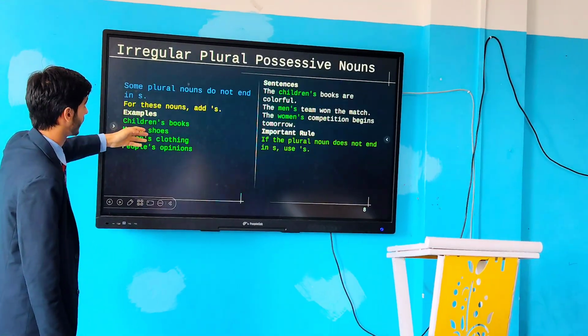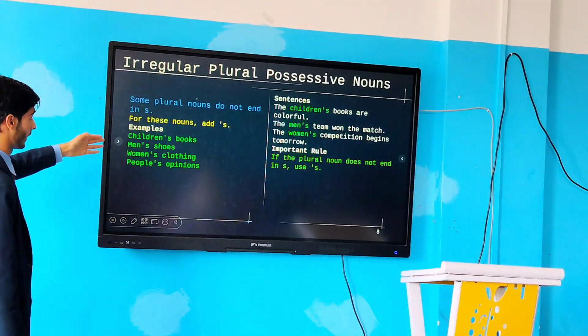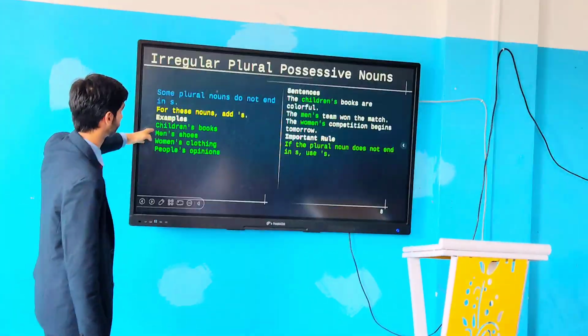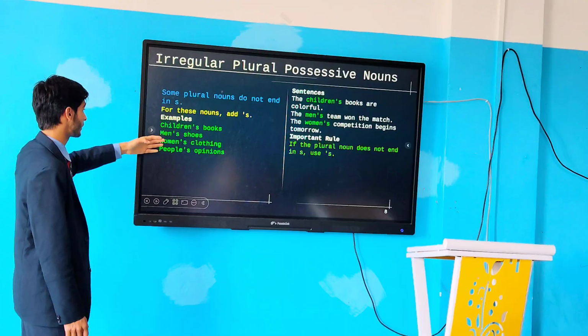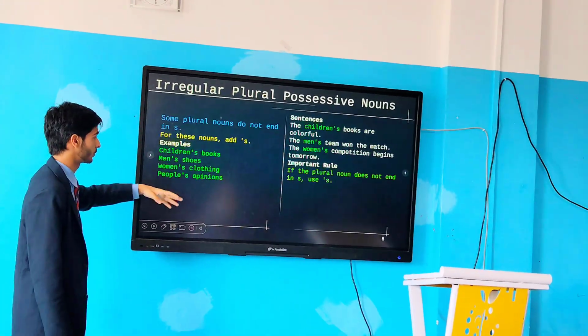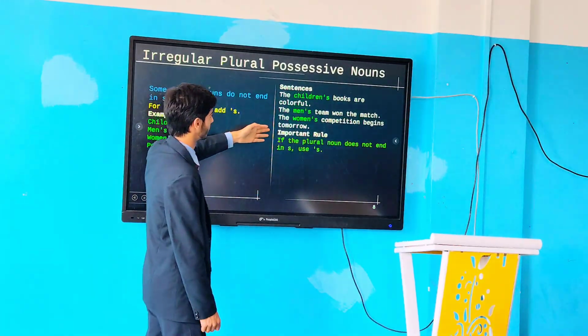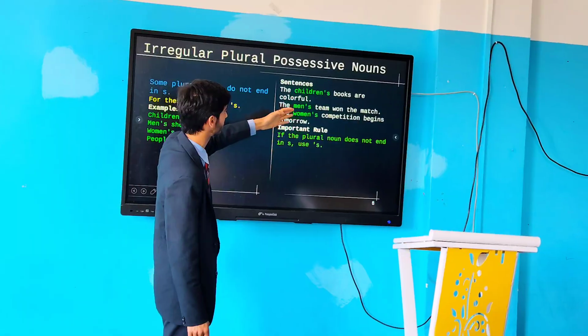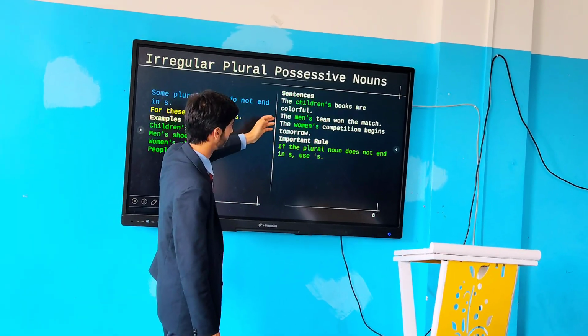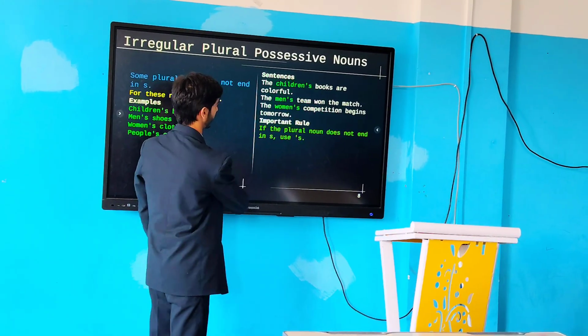Now after that, irregular plural possessive nouns. Some plural nouns do not end in s. For example, children's notebook, children's book, men's shoes, women's clothes, etc. Now there are some sentences on it. The children's books are colorful, the men's team was the best, etc.